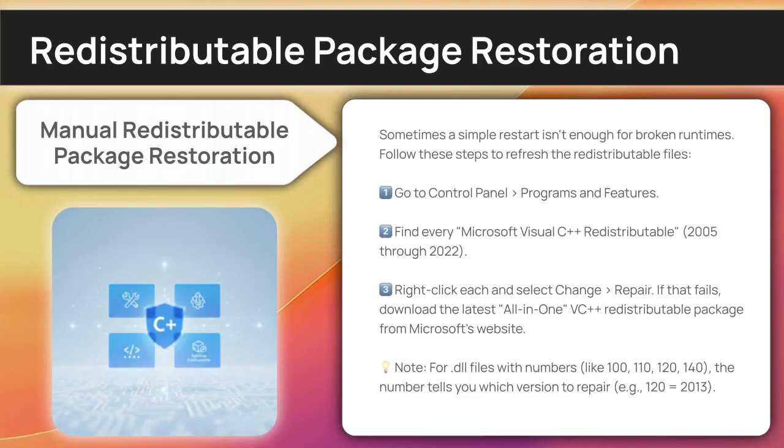Follow these steps to refresh the redistributable files. First, go to Control Panel, then select Programs and Features. Second, find every Microsoft Visual C++ Redistributable 2005 through 2022. Third, right-click each and select Change, then select Repair. If that fails, download the latest all-in-one VC++ Redistributable package from Microsoft's website. Please note that for DLL files with numbers, the number tells you which version to repair. For example, 120 equals 2013.